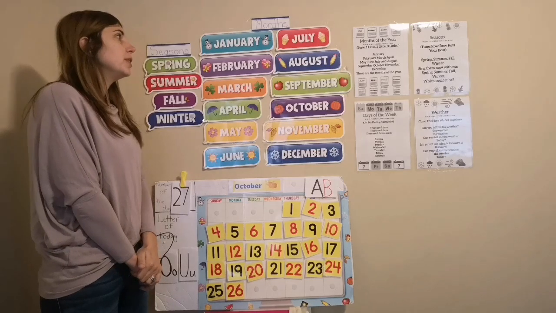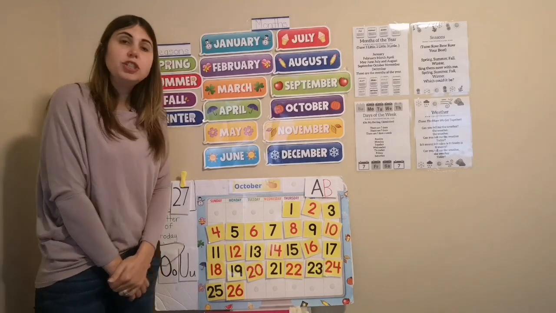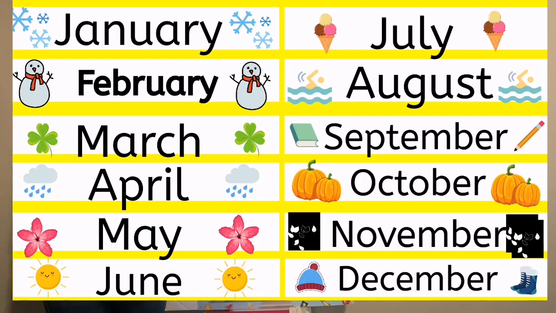We're going to start with the months of the year. Do you know how many months are in 1 year? There are 12. And we're going to sing a song about the months of the year.